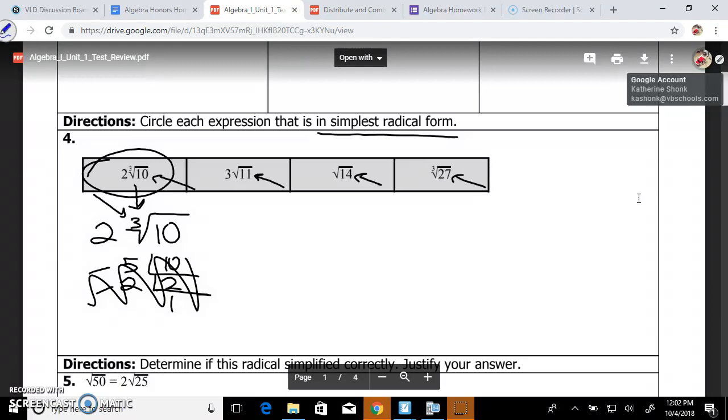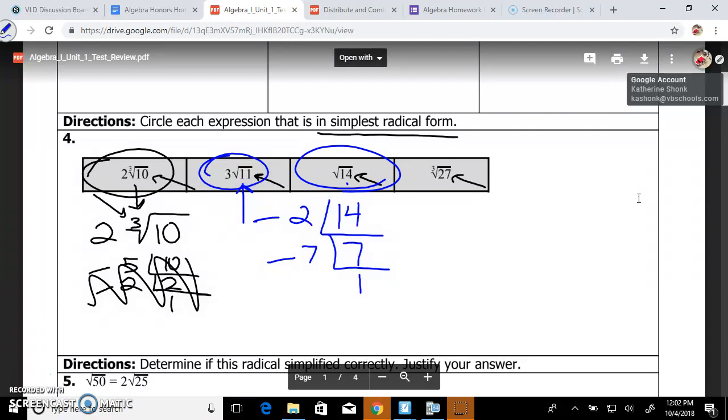How about 3 root 11? Well, 11 is a prime number, so you definitely cannot factor that, so that is in simplified radical form. How about the square root of 14? Well, let's see if we can simplify this. So 14 is divisible by 2. That gives us 7. 7 is prime, so we divide it by itself. We're left with 1. So even though 14 itself can be factored, it's not able to be factored so that there are two of the same factor within it. So square root of 14 is actually in simplest radical form.